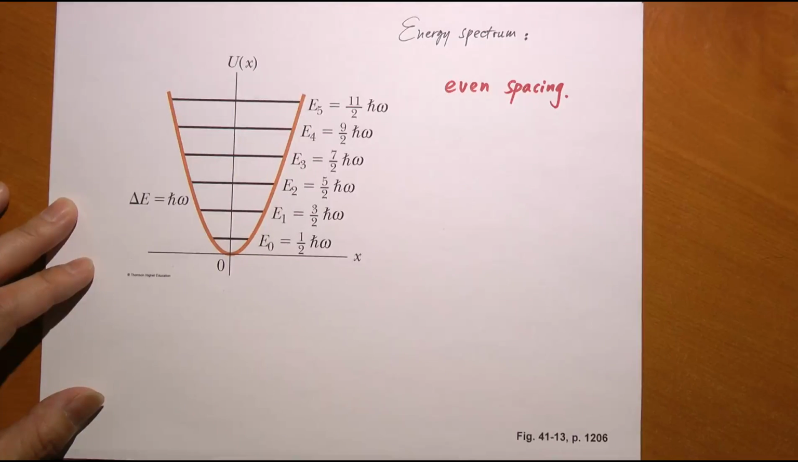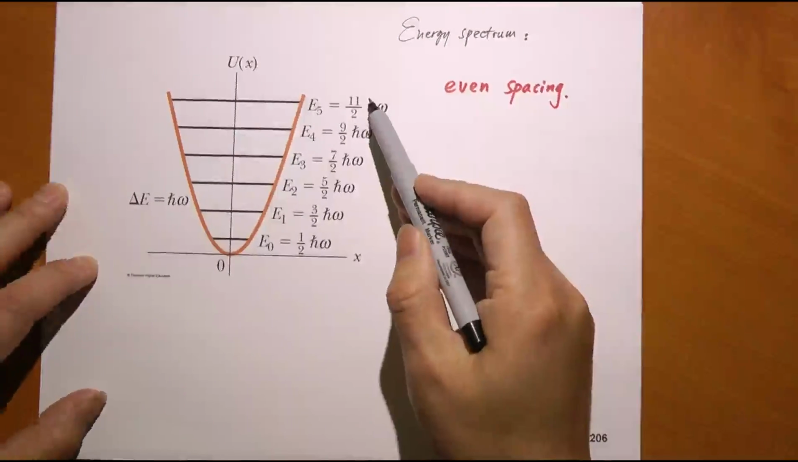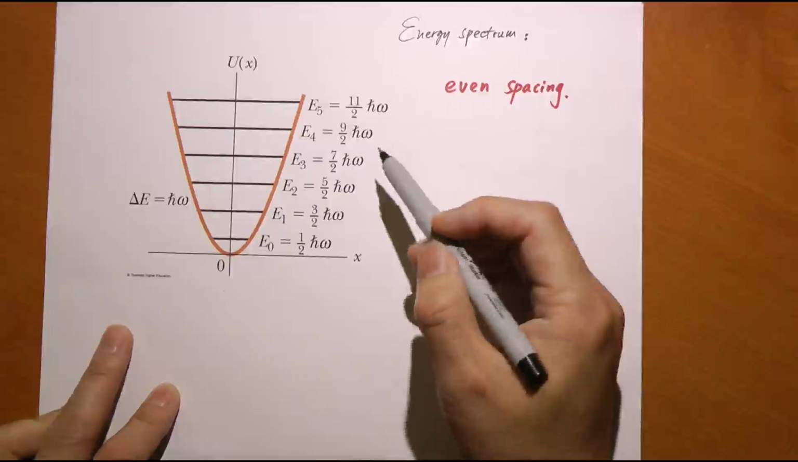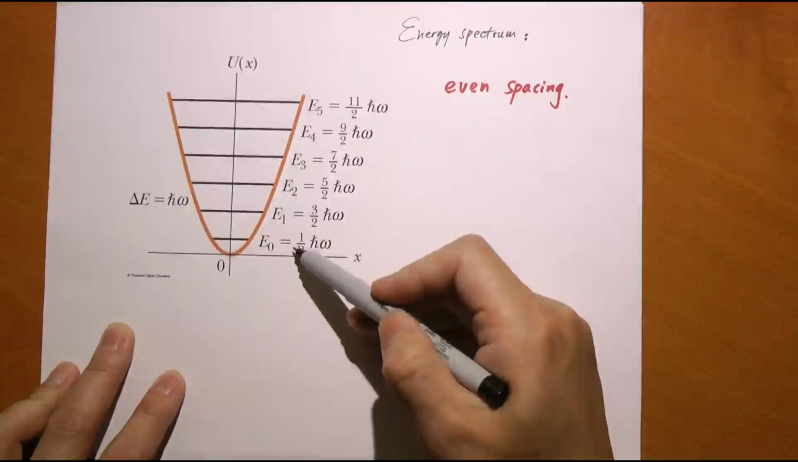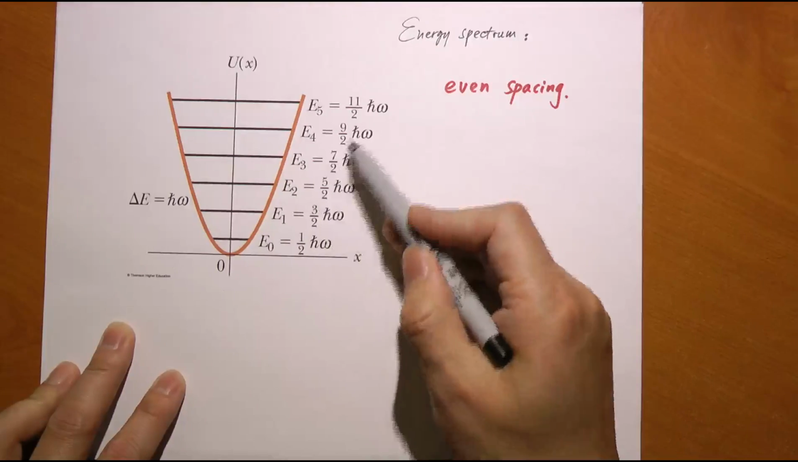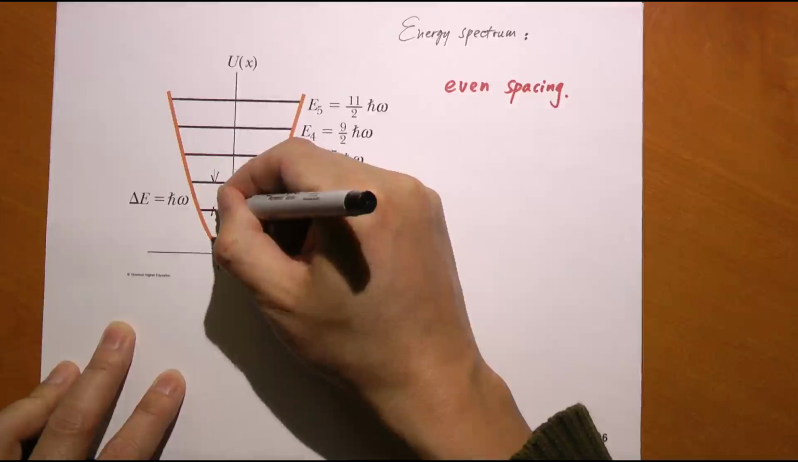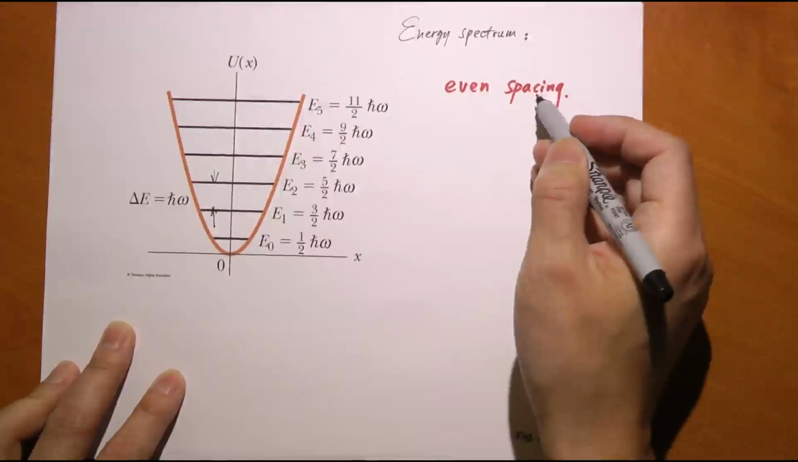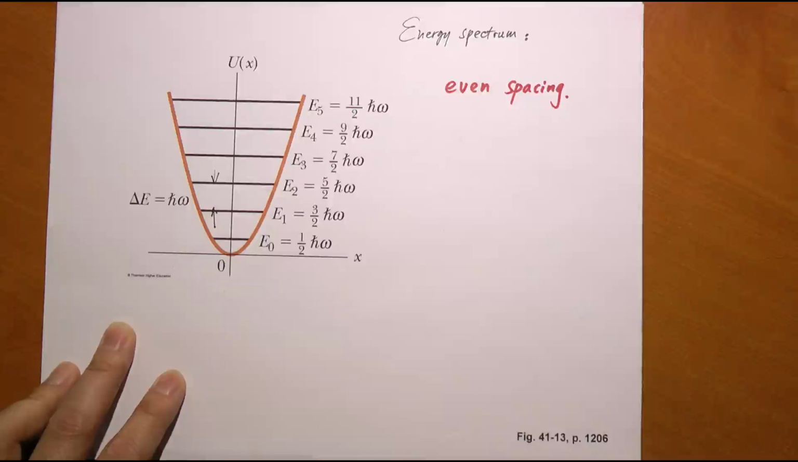So I have this energy diagram, E0, E1, E2, E3, and so on from the textbook. And again, the general expression is n plus 1/2 times h bar omega. And here's n equal to 0 for the ground state, n equal to 1, 2, 3, and 4. And again, the gap, delta E, is h bar omega. Even spacing, one more time, even spacing of energy diagram only occurs for a simple harmonic potential. It's very simple and very elegant.